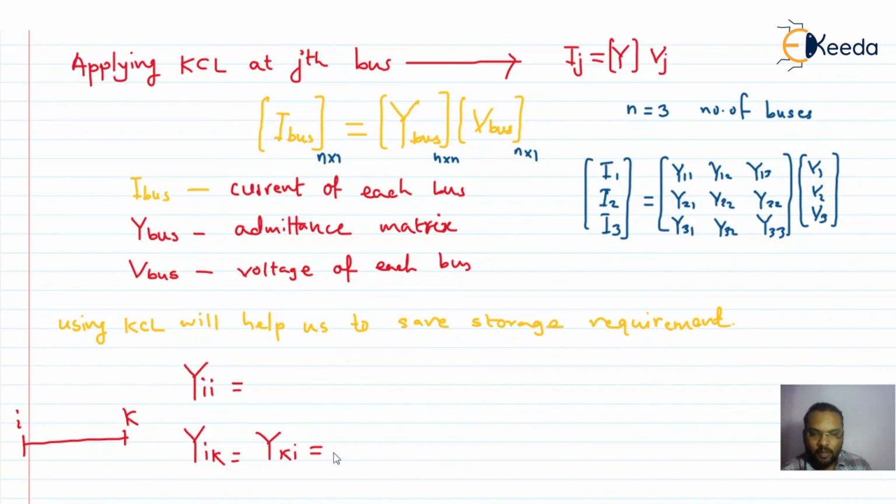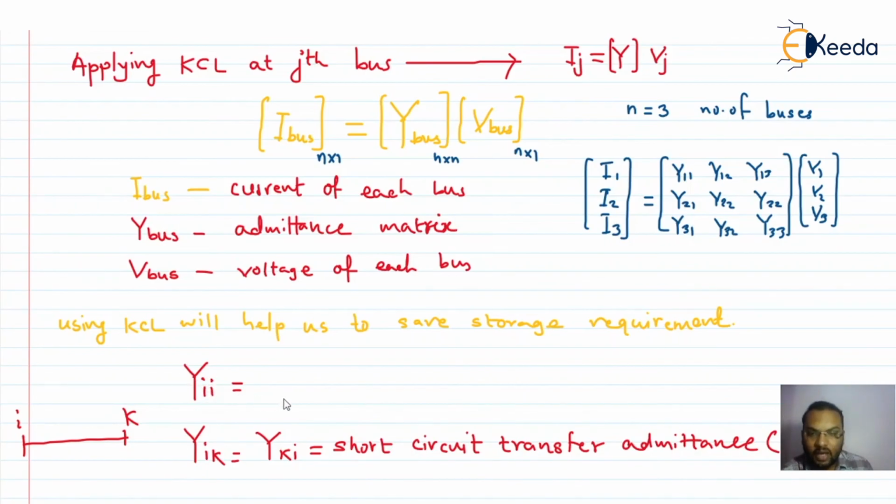So this admittance between any two buses, where strictly I is not equal to k, is called the short circuit transfer admittance.